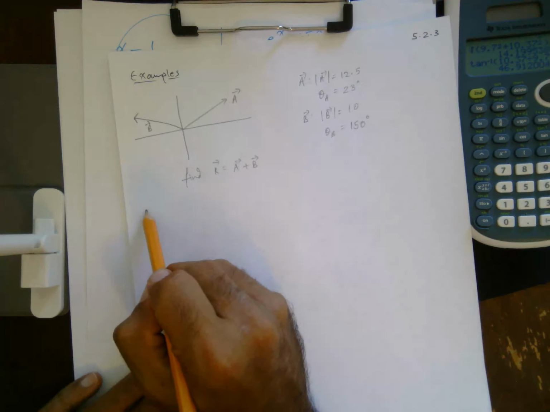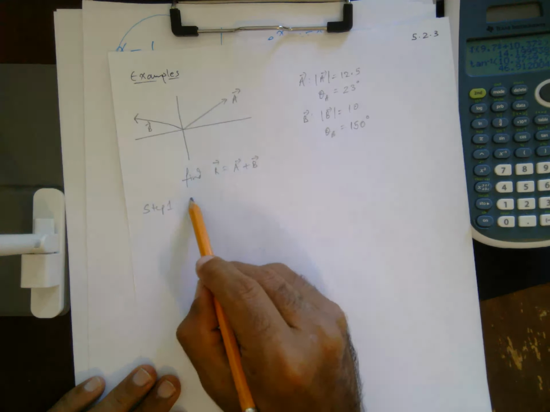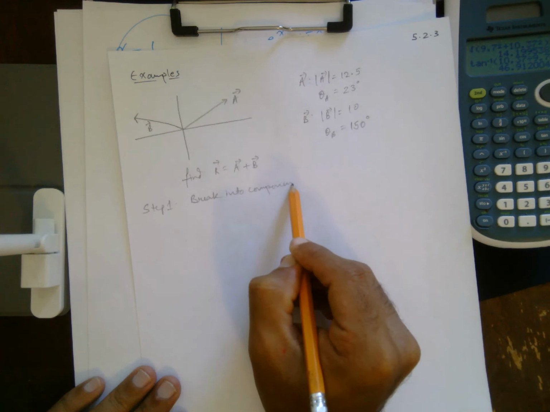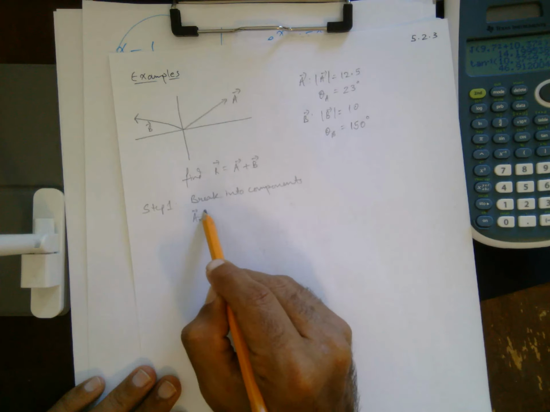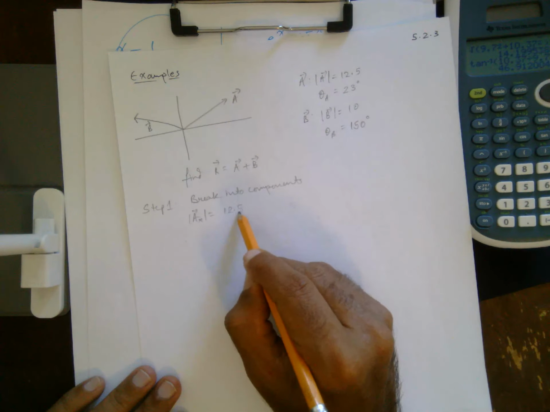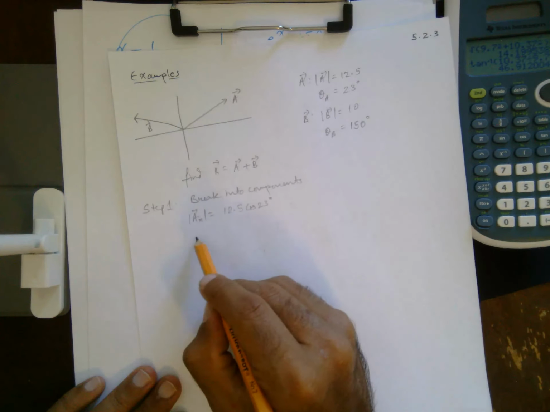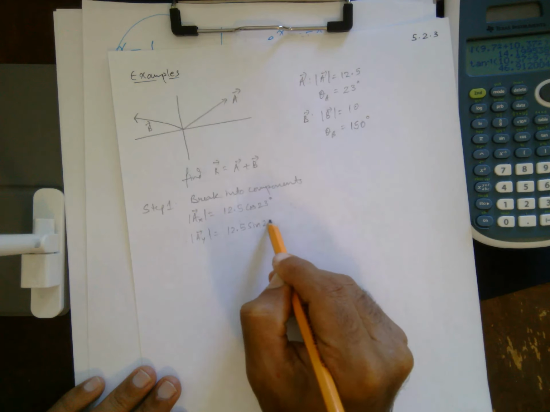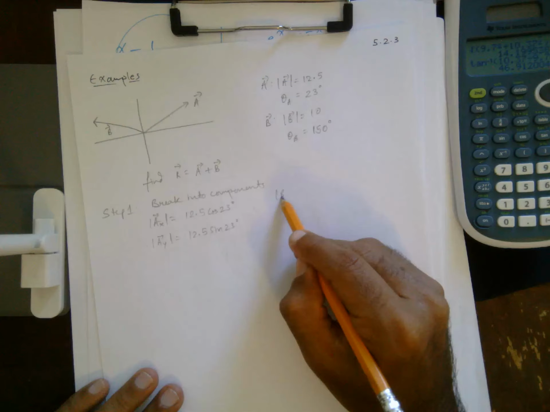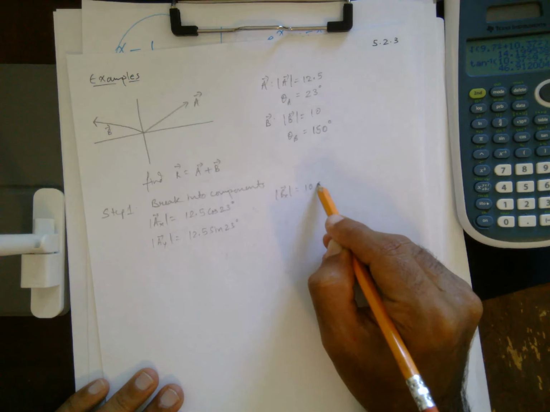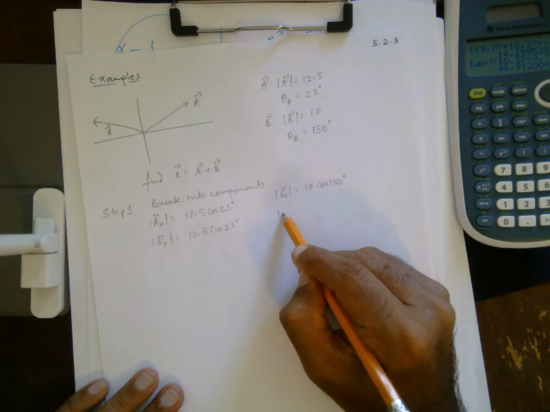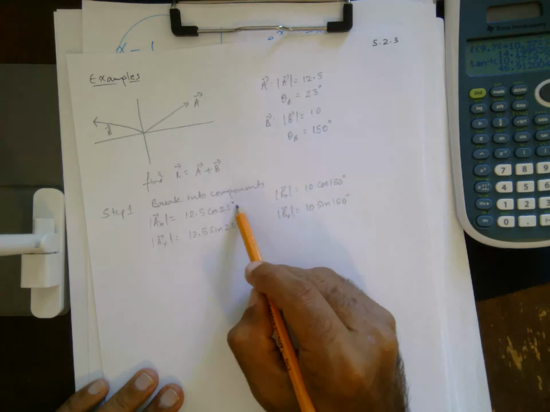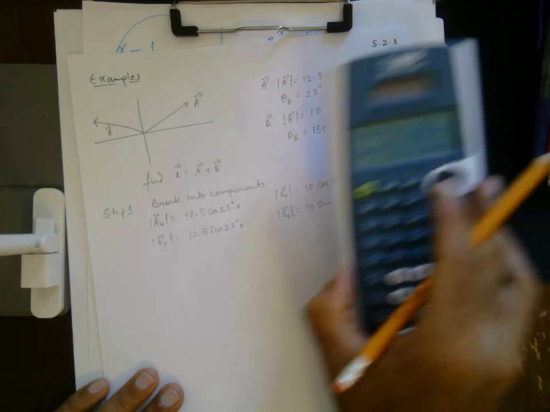So going stepwise. Step 1, break into components. So you have Ax is going to be 12.5 cosine 23 degrees, Ay is 12.5 sine 23 degrees, Bx is 10 cosine 150 degrees, and By is 10 sine 150 degrees. Equals. Let's find what they are.